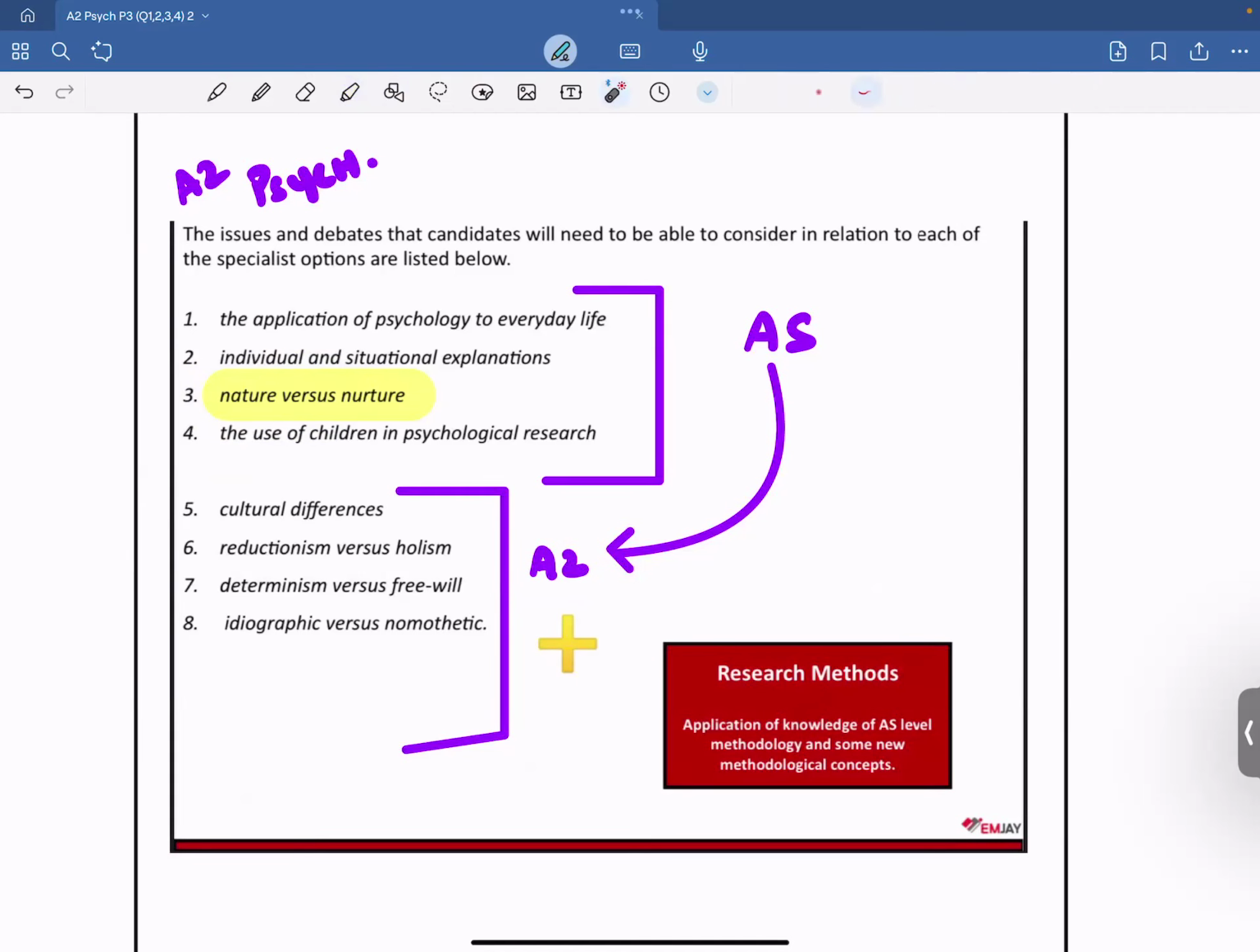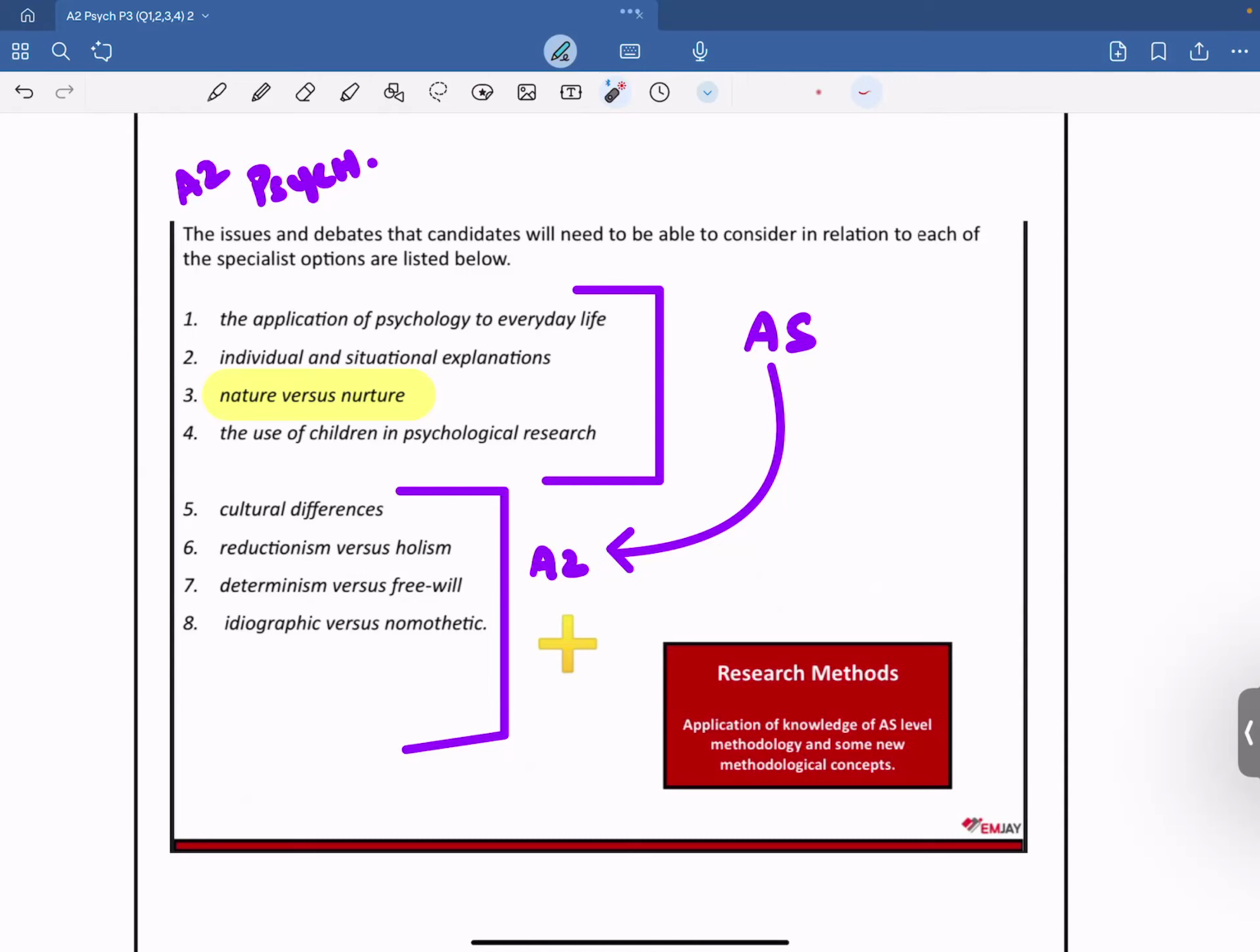Now, why is it that I'm showing this slide to you? I'm showing this slide to you because I would want you all to be really good with all of these 8 different issues and debates, because remember, question number 2 always ends up asking you on this. So, one, you need to know what these are. Number 2, you need to be able to understand how to apply them in the context of your syllabus content.